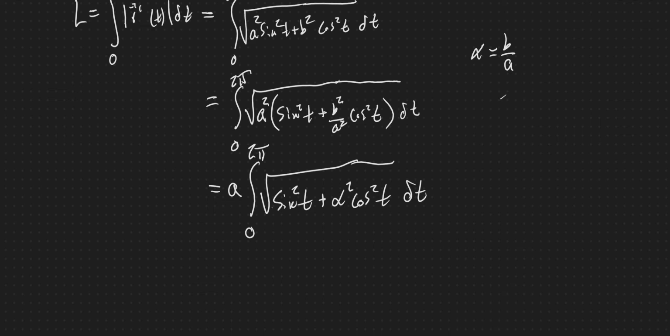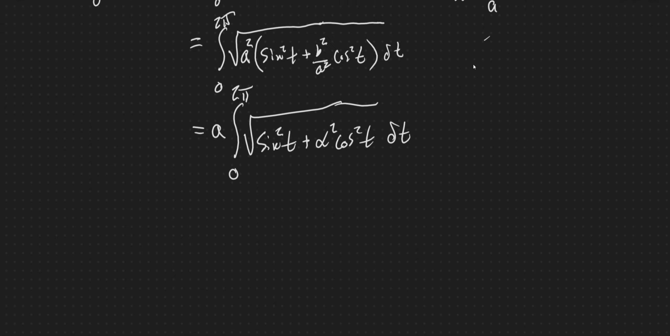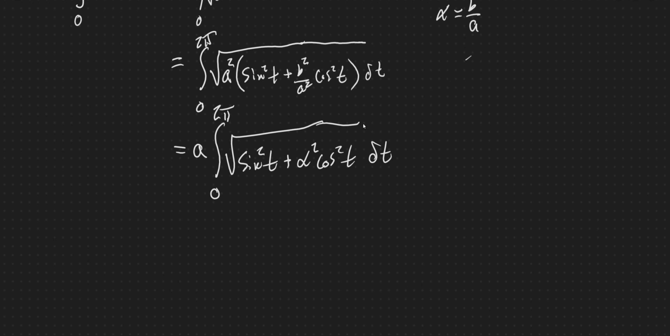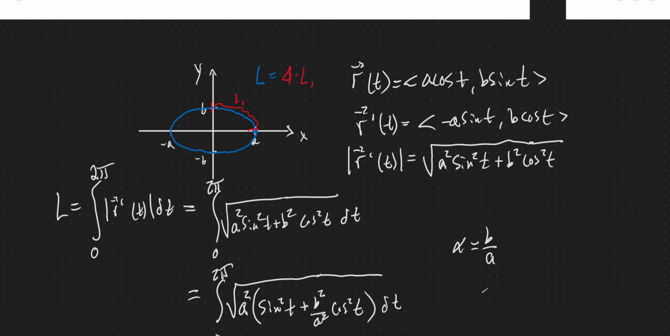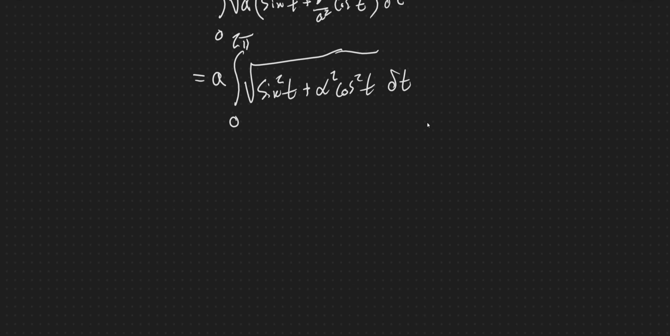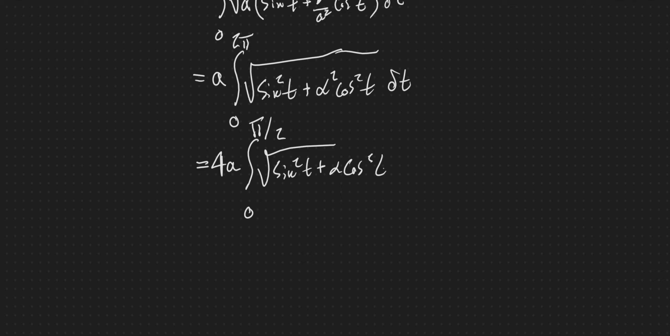And then the last thing I'll do here is consider just a quarter of this. So this is the full planetary orbit, and remember that this length was just 4 times one of these quarters, right? So I just want to do a quarter. That's going to make the job a little bit simpler, especially when I'm using numerical methods to solve it. So I'll consider this as 0 to pi over 2, and that's the square root of sine squared t plus alpha cosine squared t.